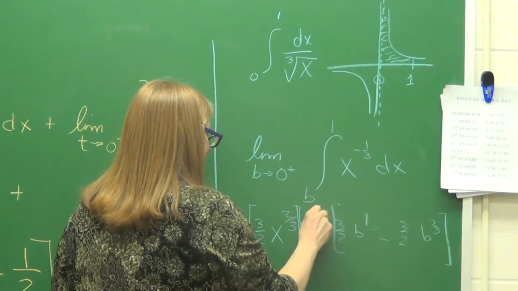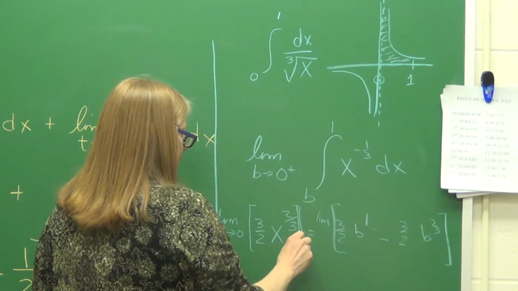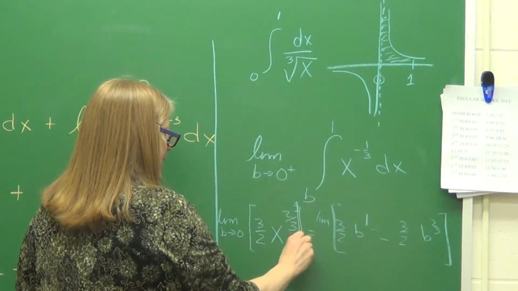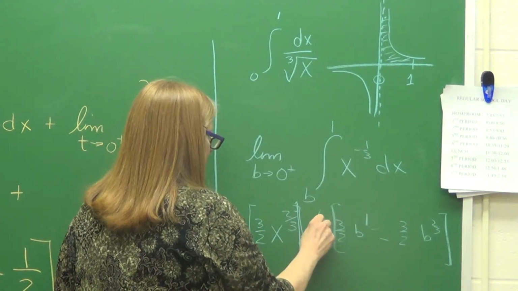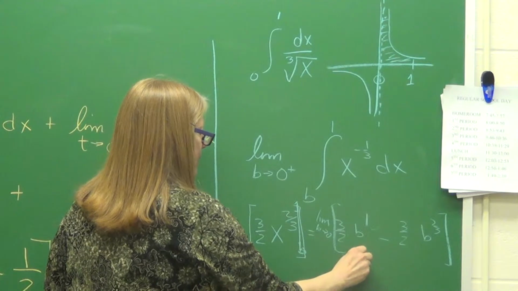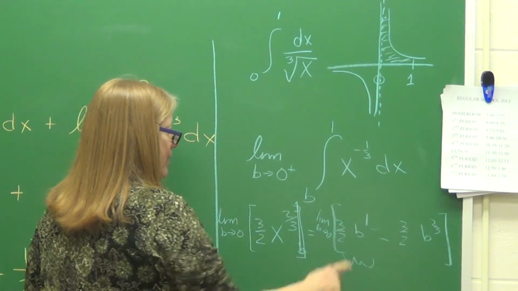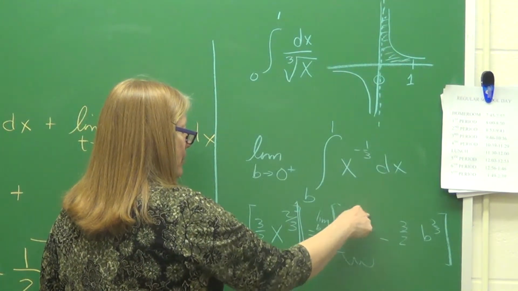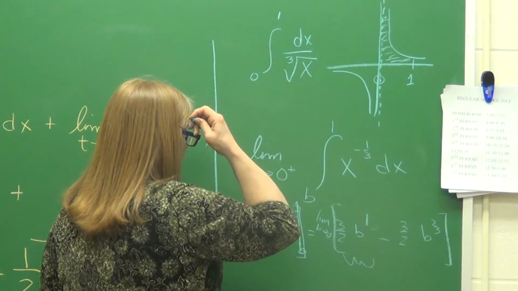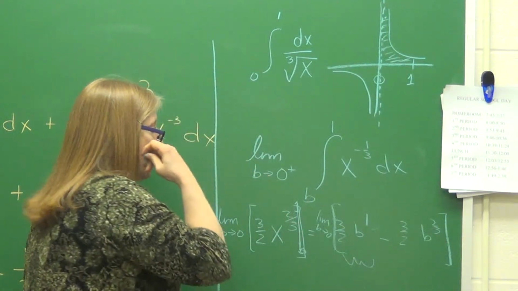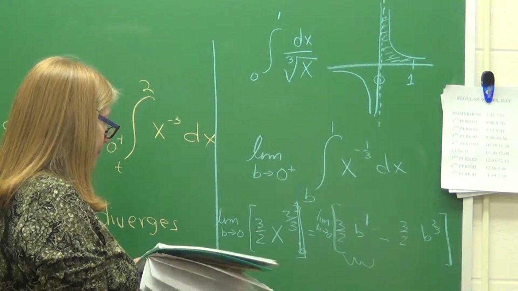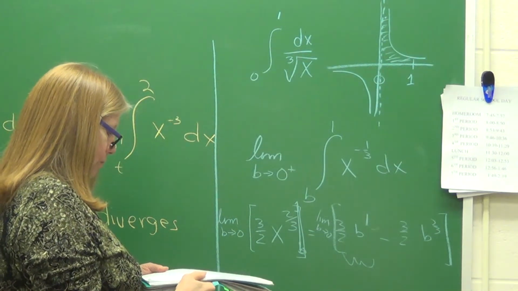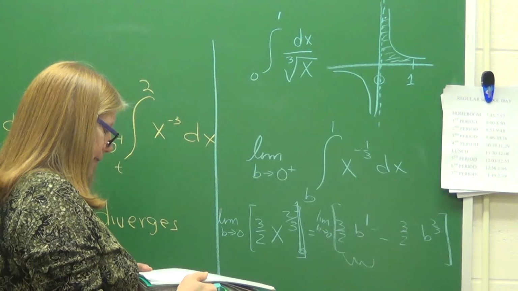And so now we got the limit. So we've got b on the bottom, 1 on the top. So we put in the 1 first and then the b. And the limit as b approaches 0. Anything to the 0 to the 1 is 0. I mean, I plugged 1 in there. 1 in for the x, and then I just got 3 halves minus 3 halves b to the 2/3.